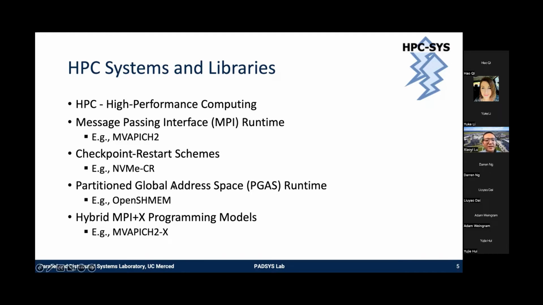Another programming model we are working on currently is called PGAS. This is a little bit different from MPI, which is similar to a distributed memory concept. The example we show here is called OpenSHMEM. You can access the memory from different nodes with your program runtime support. And hybrid MPI plus X programming models, like MPI plus PGAS or MPI plus something else.